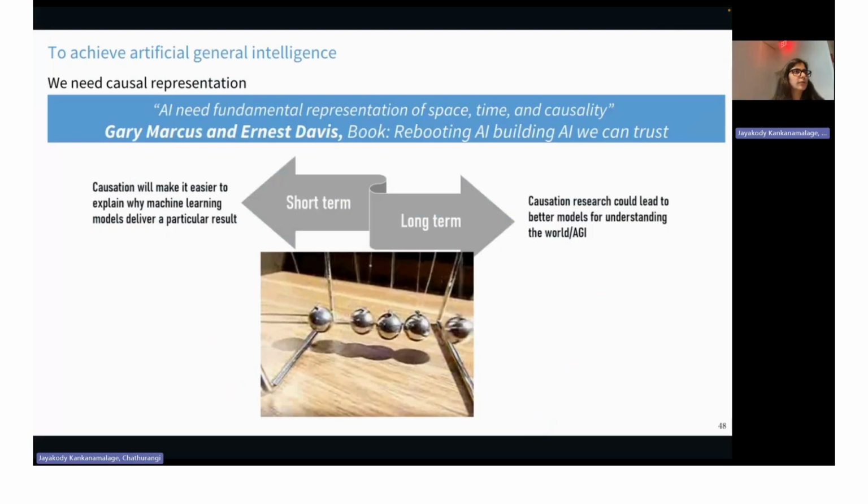And in the short term, enabling representation of causality in AI will make it easier for us to explain why a machine learning model is delivering a particular result. And in the long term, maybe we would have an AGI level of understanding in our systems.